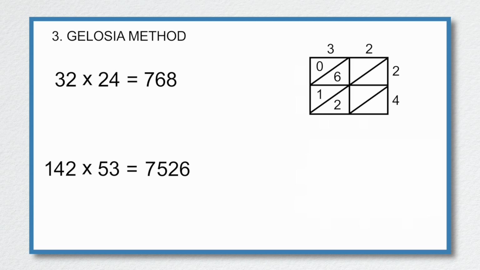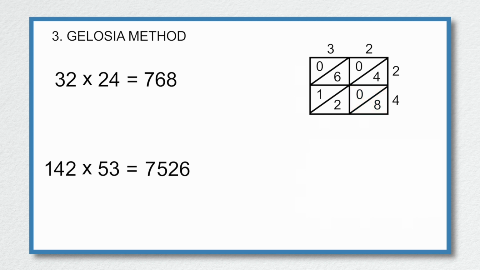Let's complete the rest of the grid. So that's 2 multiplied by 2, which is equal to 4. So I write down 0, 4. And we've got 2 multiplied by 4, which is equal to 8. So we write down 0, 8.